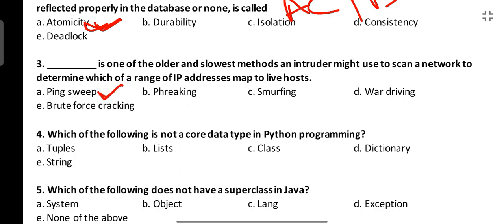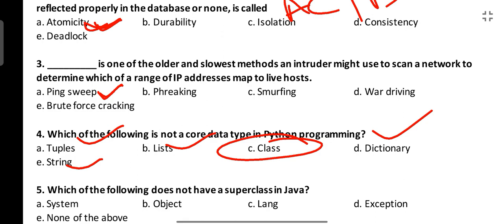Next is, which of the following is not a core data type in Python programming? So Python has tuples also, list also, class? No, class it doesn't have in Python. Dictionary also, string also. So the correct answer for this question will be option C, class.